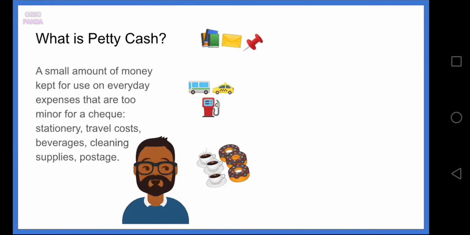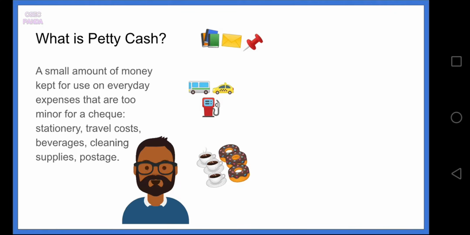So this fund is a separate amount of money that's kept by an office to afford everyday expenses like coffee, some stamps for the office, anything paper, stationery, a mop for the office, anything like that. Small things that we need that would be kind of silly to write a whole check for.